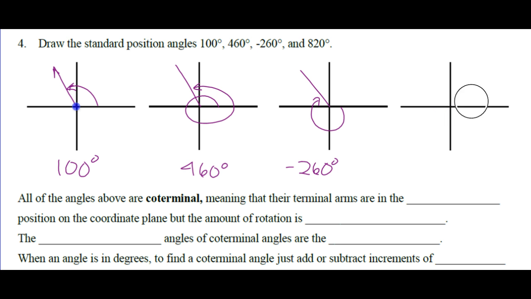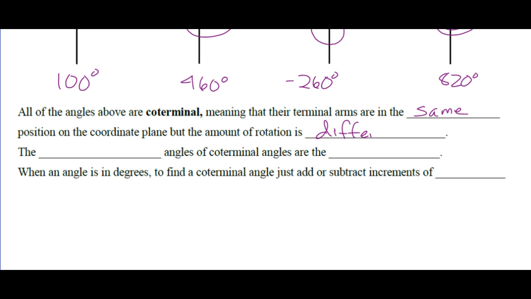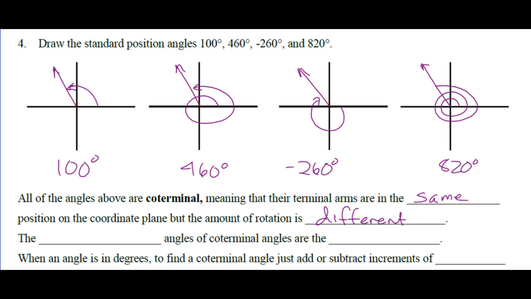360, no, going the wrong way. 360, 720. So there's 800 degrees. All the above angles are coterminal, meaning their terminal arms are in the same position on the coordinate plane, but the amount of rotation is different. Oh, 820, sorry. The amount of rotation is different, right? And it is indicated by your little rotation arrow, which tells me, hey look, this is positive 100. Hey, this is positive 460, I've gone around once and then I've gone 100 degrees.